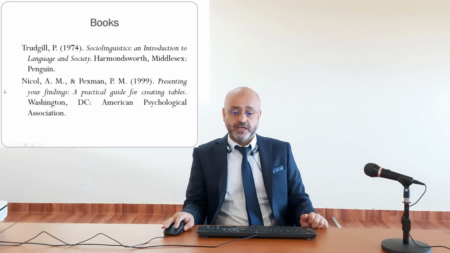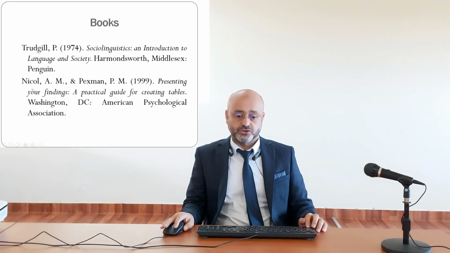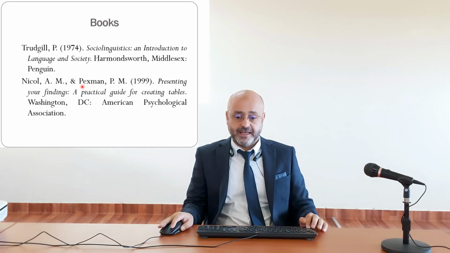Another example, in the case where we have a book written by two authors. So we start with the family name of the first author, comma, initials of the first name and middle name, comma, ampersand, then family name again of the second author, comma, and initials of the first and middle name, followed by the date of publication between parentheses, and followed by a full stop.